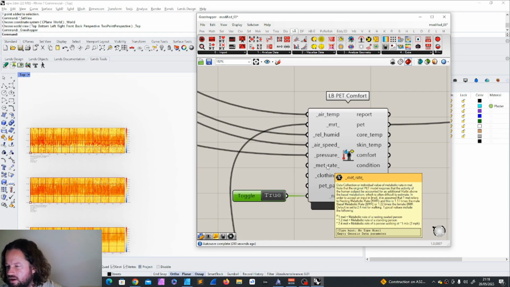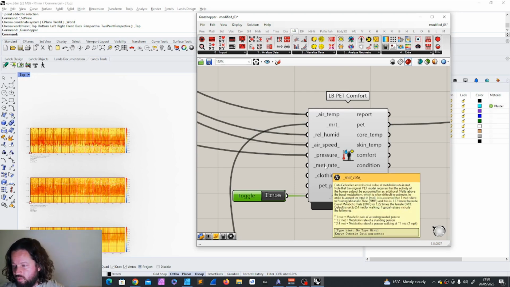Typical values include the following. For me, it's interesting because this is a space for women. It's going to be the women-owned space. Doesn't mean that there won't be males working, but in the first instance it is for women. So that's why I try to understand how that MET rate works. But for now, we can just try different rates here.